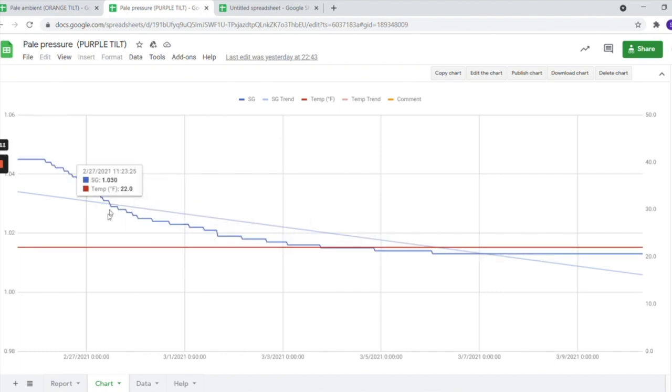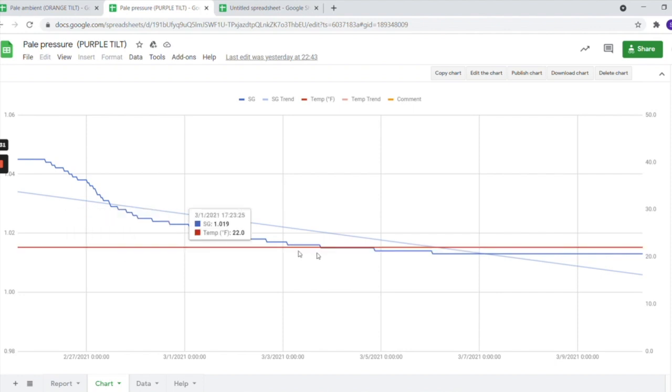Now, for pressure fermentation, if you remember from part 1 of this video, we fermented at a slightly higher temperature of 22 degrees Celsius, and that's one of the benefits of fermenting under pressure, that you can ferment at a slightly higher temperature and still get a clean flavor profile as you would with ambient fermentation.